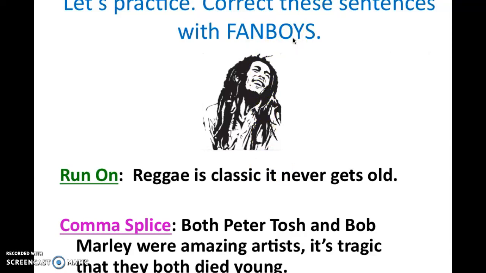And, for, okay? With a comma splice, we can correct that in the same way. Here's the sentence. Both Peter Tosh and Bob Marley were amazing artists. It's tragic that they both died young. So if this is the first sentence separated by a comma, I could use and, I could use so, but remember it's going to be comma fanboy when you correct it.